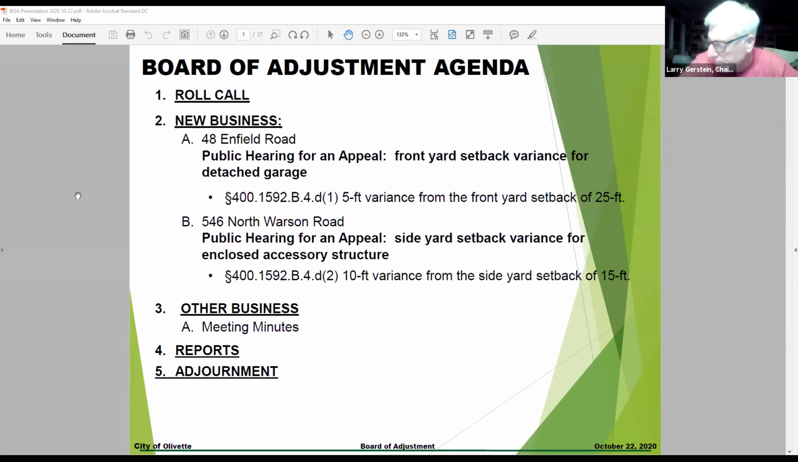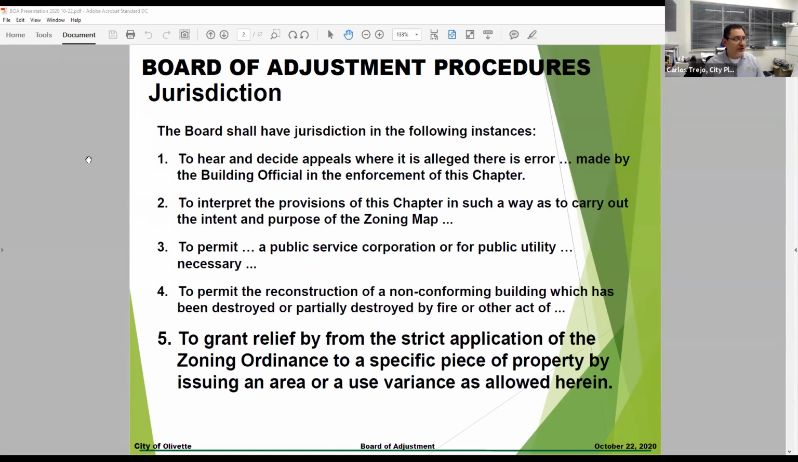Let's start, Chair, before going into the hearings, once again, if I can go over some of the procedures just to make sure that the public is aware along with the applicants. So the city of Olivet, per state statute, has the Board of Adjustment. The purpose of the board is to hear and decide appeals where there's an alleged error that's been made by one of the city officials. Two, to interpret provisions of how regulations within the zoning ordinance are applied when there's confusion with what we call a zoning map. Three is for public service corporations or public utilities.